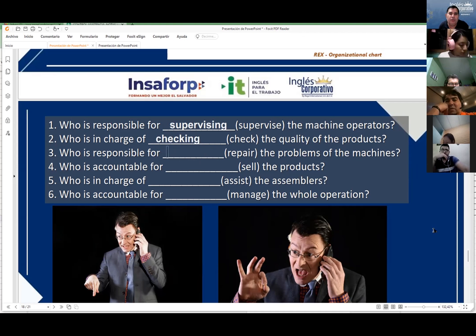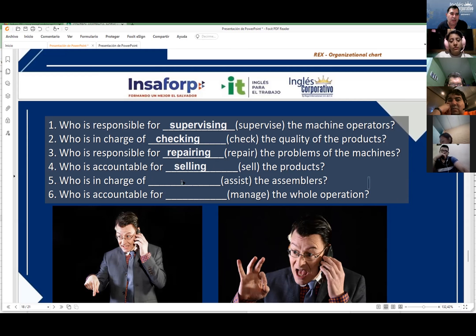Okay, who is responsible for? Repairing. For repairing problems of machines. Well, no repara los problemas, repara las máquinas. Okay, so for repairing the machines, sin complicaciones. Who is responsible for repairing the machines? Okay, who is accountable for? Selling. Okay. Who is responsible for selling the products?